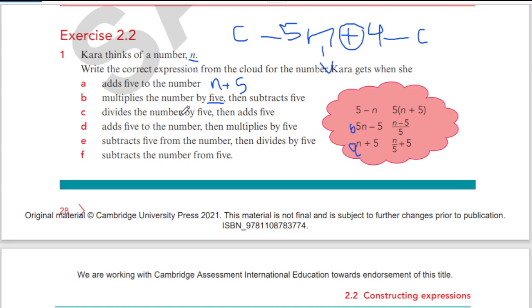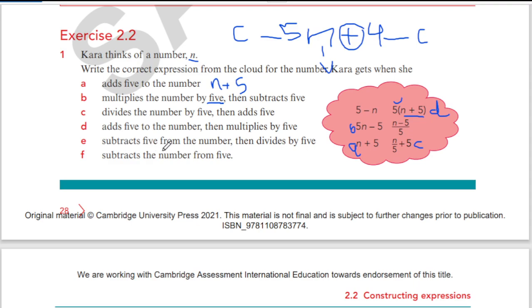Part C, divide the number by 5, then add 5. So the number is n. First divide the number by 5 and then add 5. So this is expression C. Part D, add 5 to the number, then multiply it by 5. First you have to add 5 to that number, then multiply the result by 5. So this is expression D.